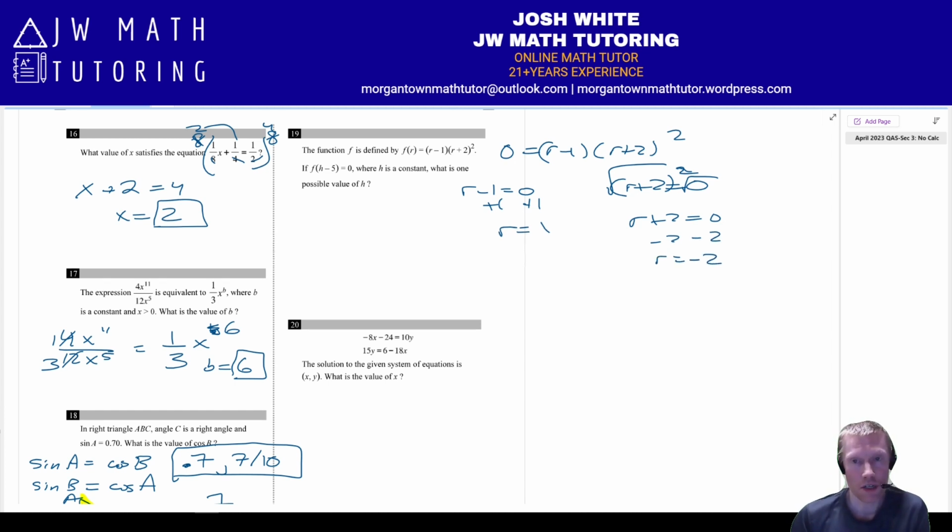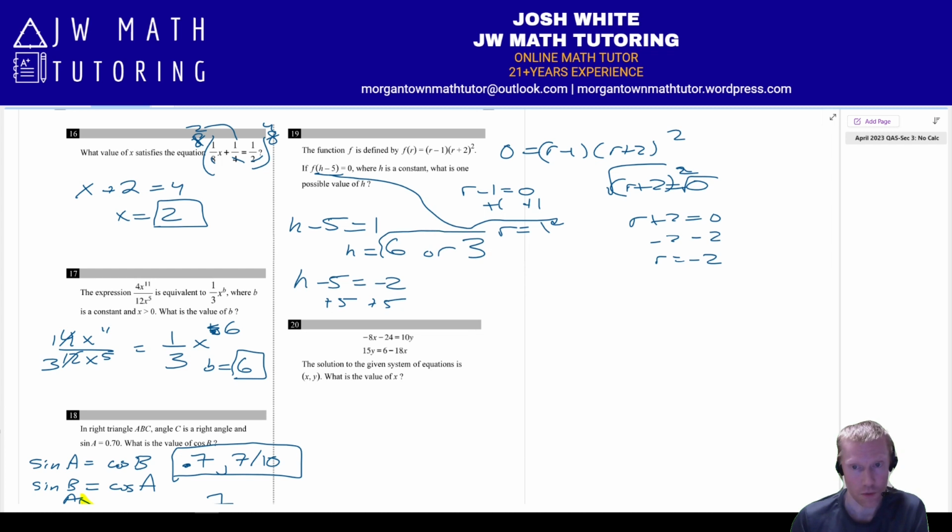So when you plug in +1 or -2 for r in this function, you're going to get 0 as your output. That means that h minus 5 has to equal +1 or -2, because it tells you when you plug in h minus 5, you get 0 as your output. So h minus 5 has to equal 1, or h minus 5 has to equal -2. If you solve each of those, just add 5, you'll get h equals 6. Or for the second one, if you add 5, you will get +3. So there's two possible answers you could put for this one, either 6 or 3.